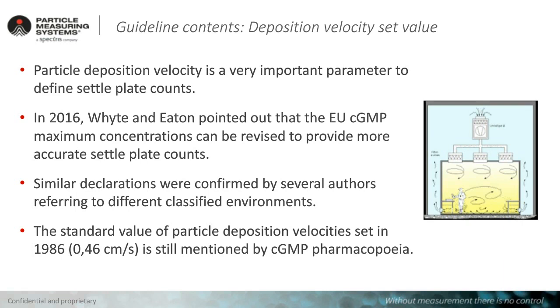There were similar declarations by other authors referring to different classified environments. Therefore, we need to understand that at the moment, the standard value of particle deposition velocity is still set to the 1986 publication value of 0.46 centimeters per second. It is still mentioned there, but the people that originally published this data have already revised it. So it would be really great to hear some new aspects from your side, and I would like to hand over again to Felisa for some questions.